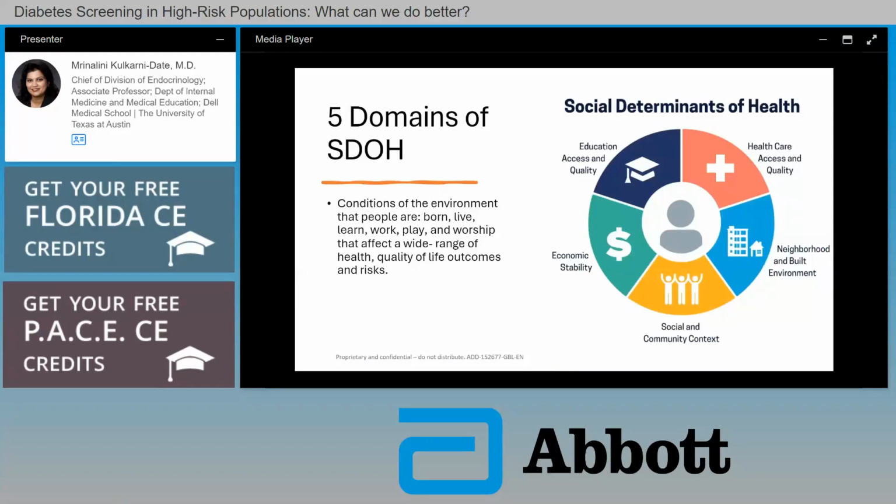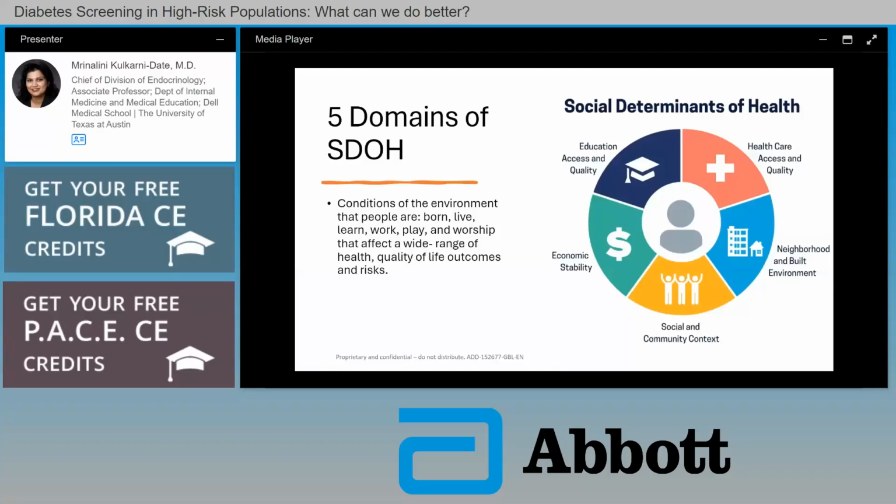So certainly we see higher risk individuals are those who are at poverty levels, who have much worse health outcomes. Social and community context: are individuals isolated? What is their culture like? How does that affect what they might do in terms of health care and health screenings? What about the neighborhood and the built environment for individuals? We know now that absolutely affects individuals' ability to access and engage in healthcare. And what about healthcare access and quality?